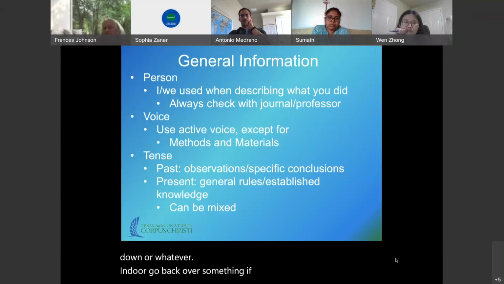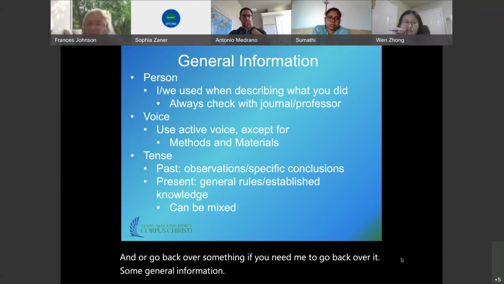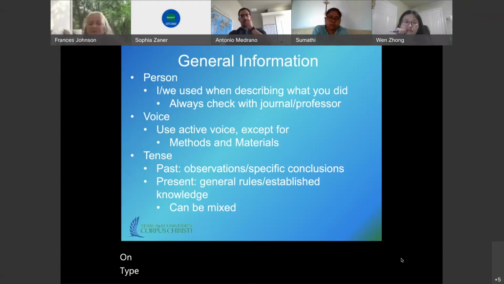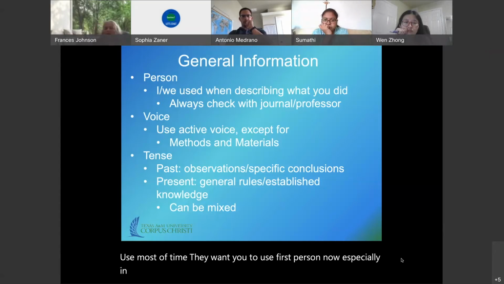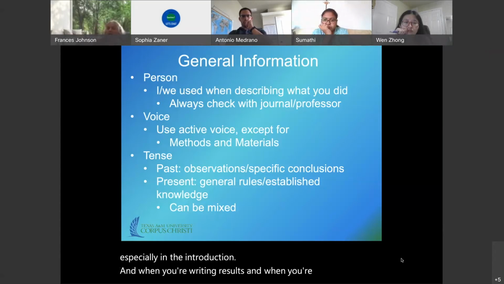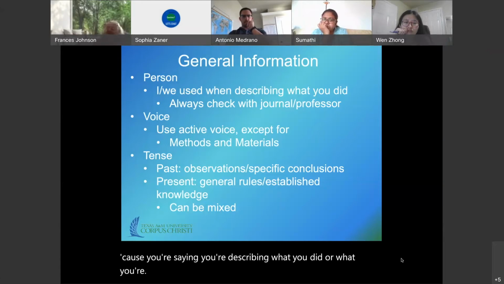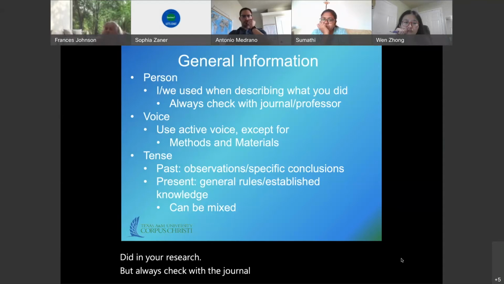Just some general information on scientific writing in the IMRAD format. Most of the time they want you to use first person now, especially in the introduction, when you're writing results, and when you're writing discussion, because you're describing what you did in your research. But always check with the journal, professor, or graduate school, just to be sure.